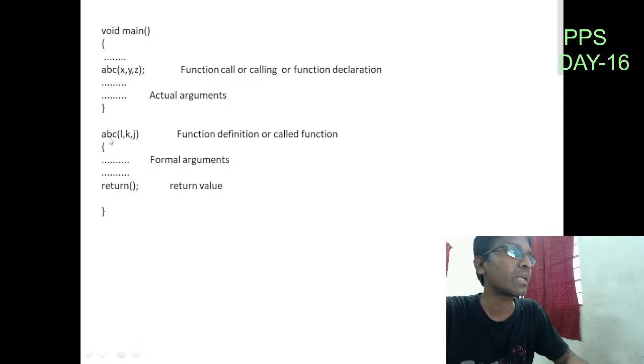So now I am writing a called function after the main function. Why is it called a called function? Because it contains the body of the function, that is, the opening and closing curly brackets. Whereas the function you declare in the main function does not have any body. That's why it is called a function call or calling function.